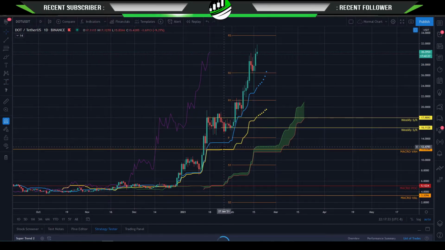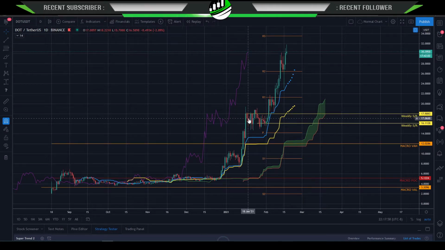But DOT really hasn't come back down to test its Kijun since earlier this year. But it looks really strong. I like the angulation here. You can see how you have positive slopes on both your Tenkan and your Kijun, and it doesn't look like either of them are going to flatten out. So that's a really good sign.